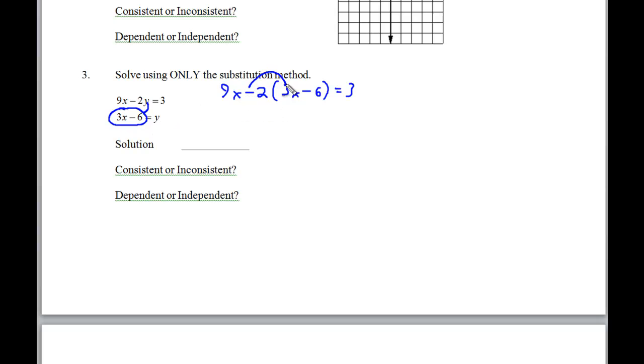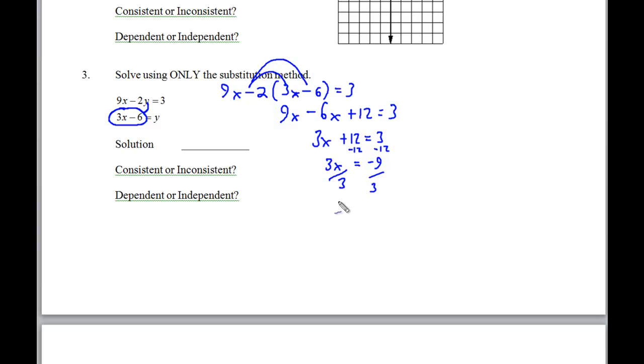Now, I can distribute the negative 2 here, and this is probably the biggest trick of the problem because a lot of us will miss the fact that it is a minus 2. So this is going to be 9x minus 6x plus 12 equals 3. The 9x minus 6x is 3x plus 12 equals 3. We're going to move the 12 to the other side, so if we subtract 12 from both sides, 3x is equal to negative 9. Divide both sides by 3, x is equal to negative 3. So our first part of our solution is negative 3.